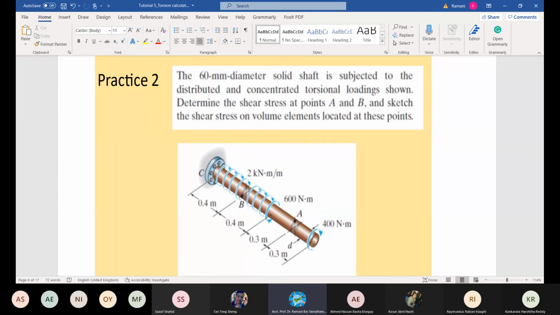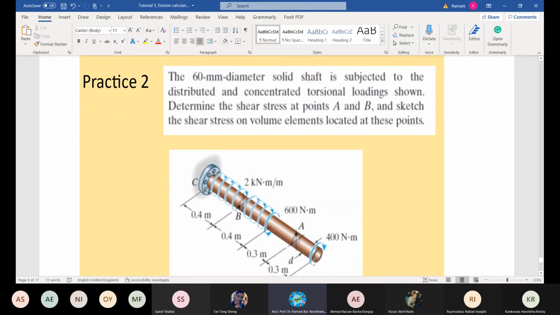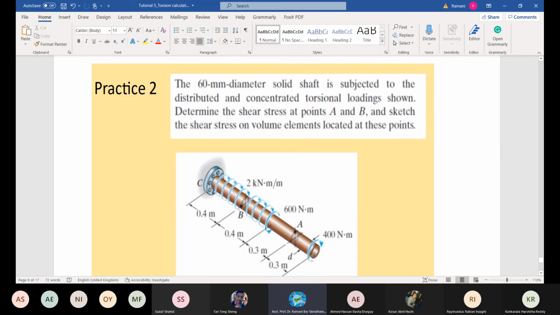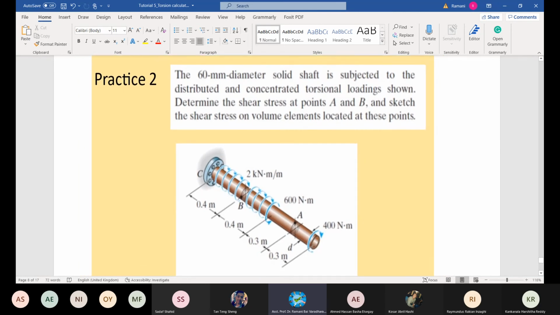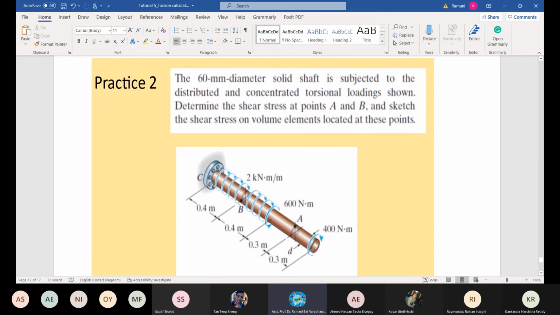Do you want to solve this question? It is in the same tutorial sheet Word file that was uploaded in CN. You go to page number 8, you can find this. Can you all solve this one now? Try it in a similar way to what we just did.